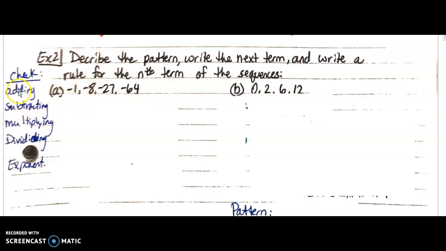So adding and subtracting doesn't work. And then we look at multiplying and dividing. This is the first term, so n is equal to 1 here. Second term, n is equal to 2 here. Again, we're keeping that and the placement of the term.